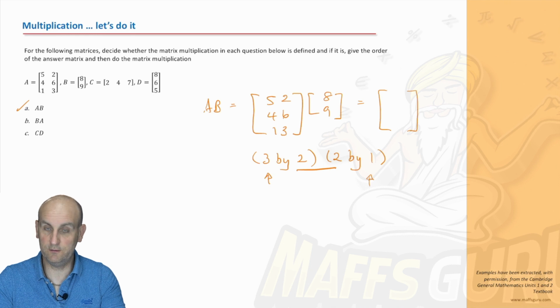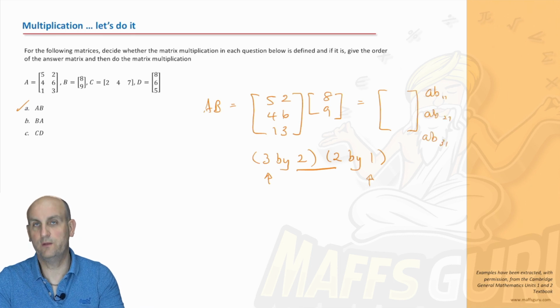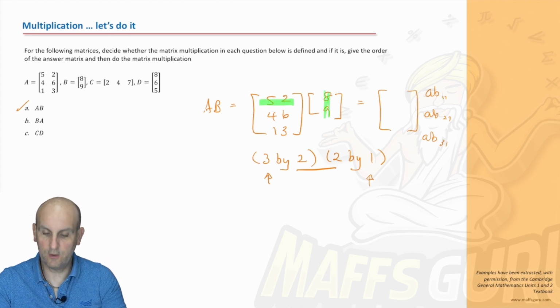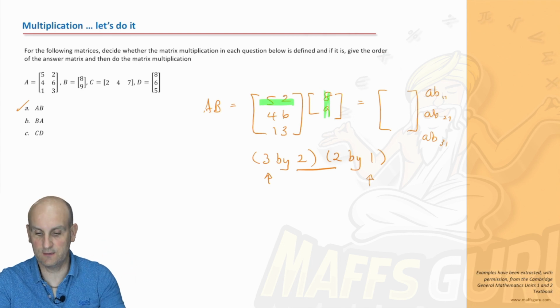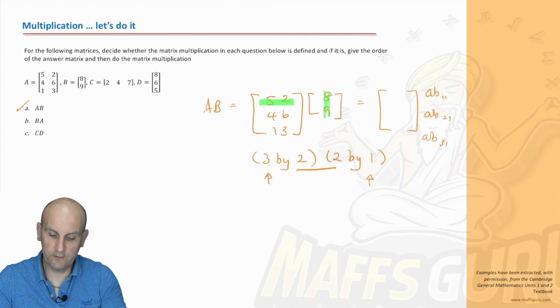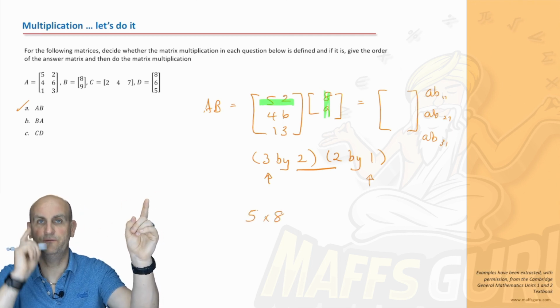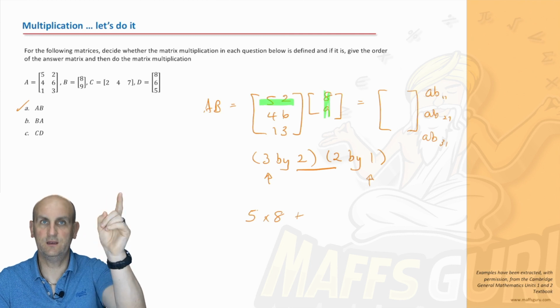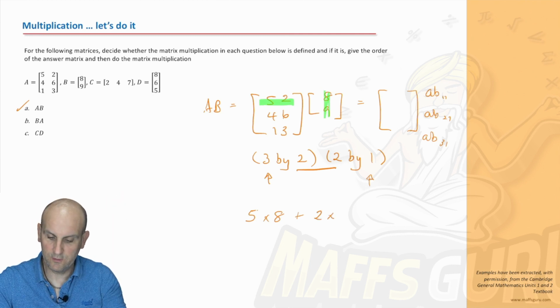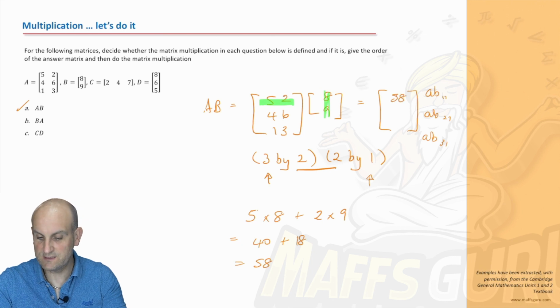All right, so what do we do now? Well, we know that this one here is going to be AB 1,1, AB 2,1, AB 3,1. So row 1, column 1. Well, there's only ever going to be one column, so that's going to make life a bit easier. So let's see what we're going to do. 5 times the 8. So first number by first number plus the second number by the second number, 2 times 9. Well, 5 times 8 is 40. 2 times 9 is 18. So that's going to give me 58. So my first number there is 58.